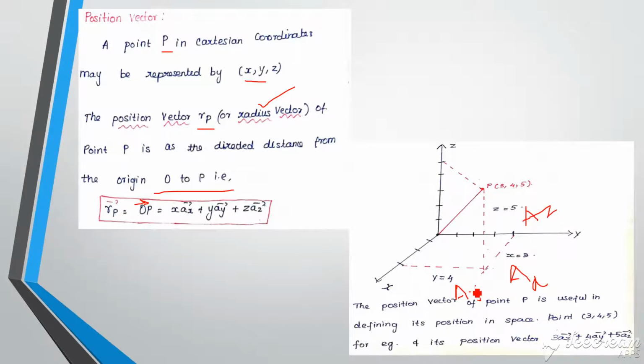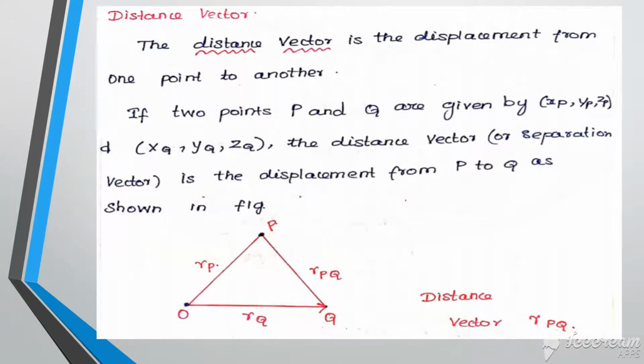So like that we can represent in the 3-dimensional plane. Now, distance vector. In short, distance vector is nothing but the distance between two vectors. It is the displacement from one point to another. If the two vectors p and q are given by xp, yp, zp, and q can be written as xq, yq, zq, the distance vector, or separation vector, which is another name for distance vector, is the displacement from point p to q, represented as rpq.